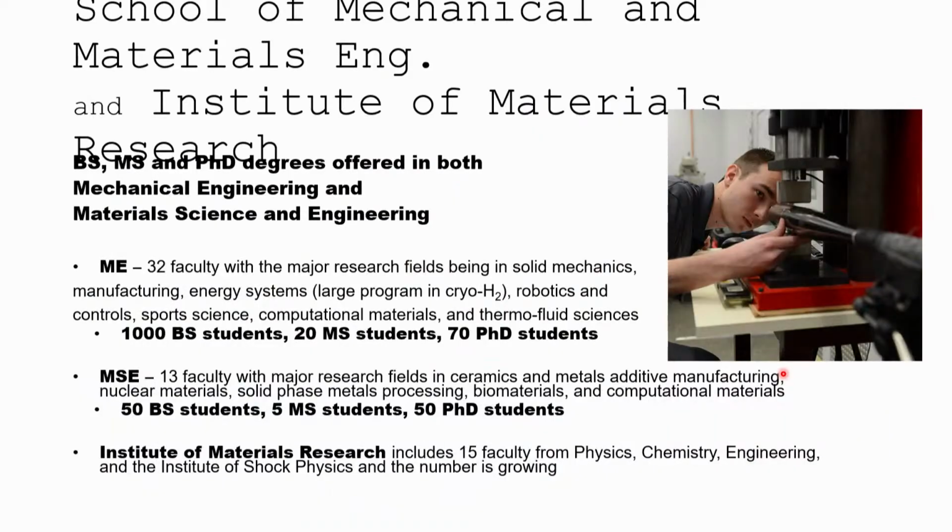Okay, so the School of Mechanical and Materials Engineering and the Institute of Materials Research. Interesting, the font's changed on me. We have degrees in both mechanical engineering and materials science and engineering. We are divided into schools instead of departments, and that reduces the amount of administrative overhead. Instead of a department chair for mechanical engineering and one for materials science and engineering, we have a school director who covers both of those programs.